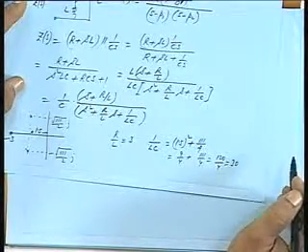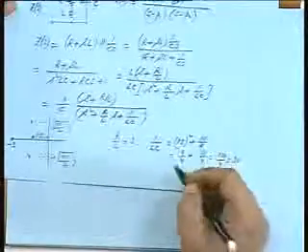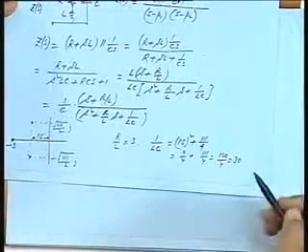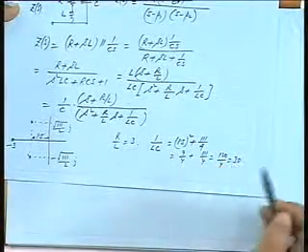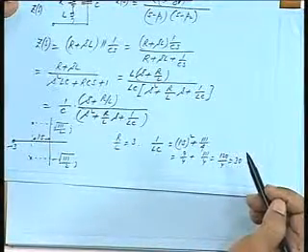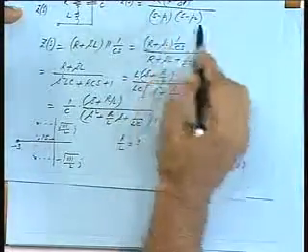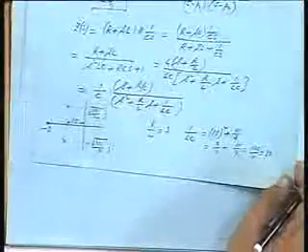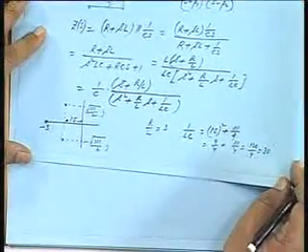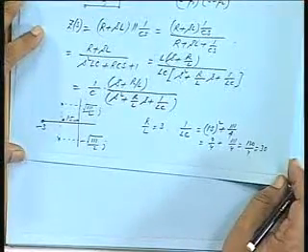Can you find out anything else? Can you find out C? I have got two relations. R by L is equal to 3, 1 by LC is equal to 30. Can you find out the third one? How many poles and zeros are there? 3. Is it not? I have got only 3 values. So 3 values can give you R, L, C, 3 different quantities. Can they?